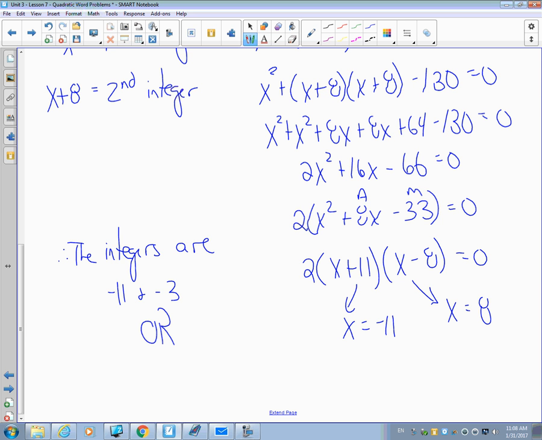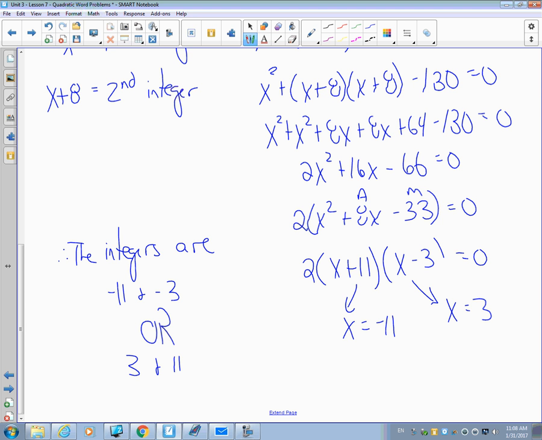Or if x was 8, 8 plus 8 makes, oops, 16. Oh, you know what? I wrote down the wrong number here. This is an 8. This is a 3. I was thinking ahead of the answer. Sorry, my fault. 3 makes way more sense. Okay, so x is either 3 or 3 plus 8, 11.